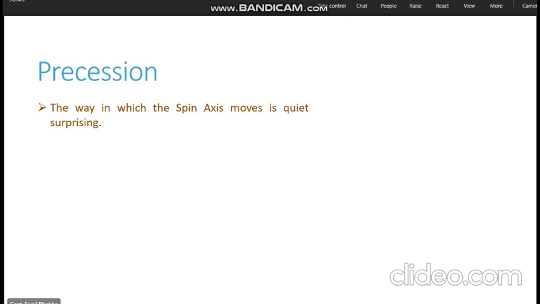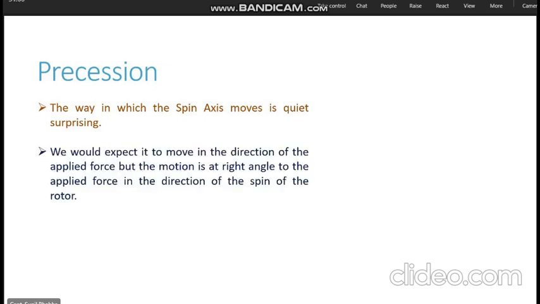Now going further into gyroscopic precession, we will try to understand it from diagrams. The way in which the spin axis moves is quite surprising. We would expect it to move in the direction of the applied force. That is how normal bodies move. Let us say you have a chair placed in your room and you push it in a certain direction, the chair is going to move in the direction in which you are pushing it.